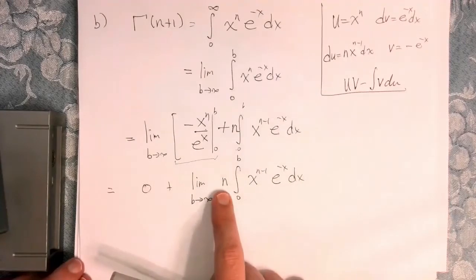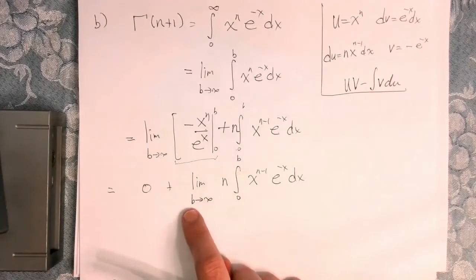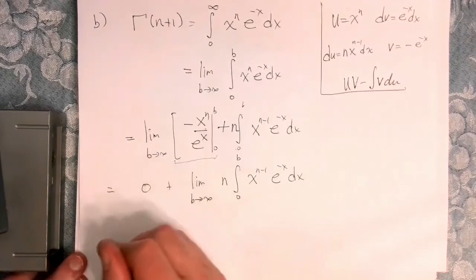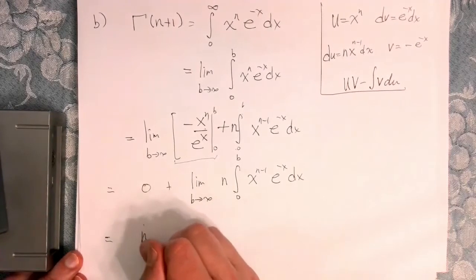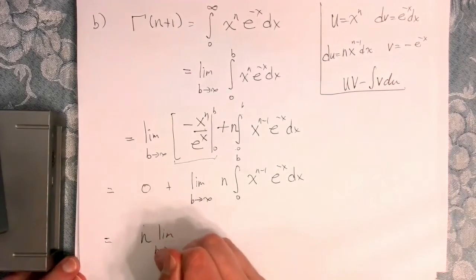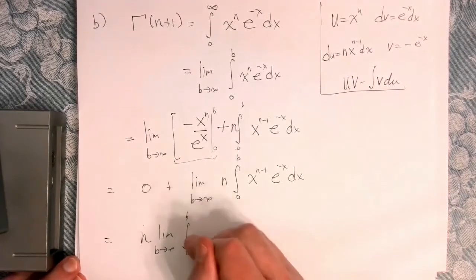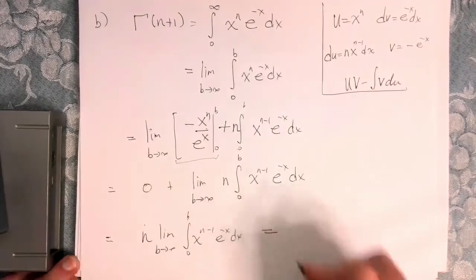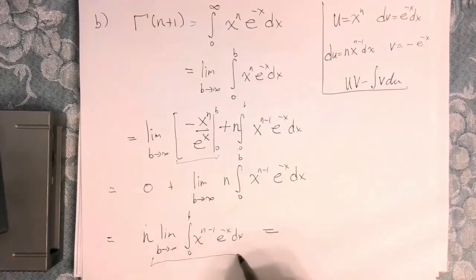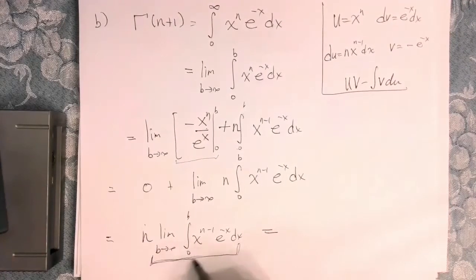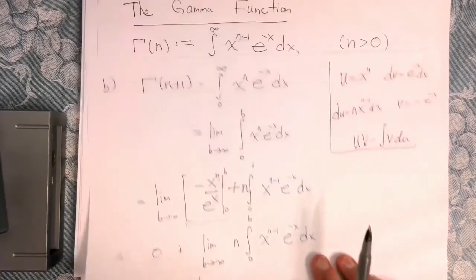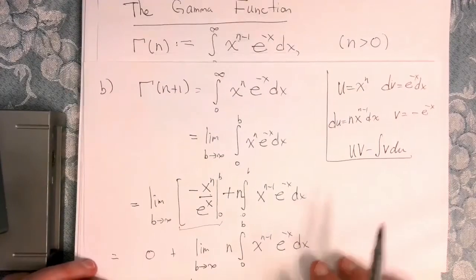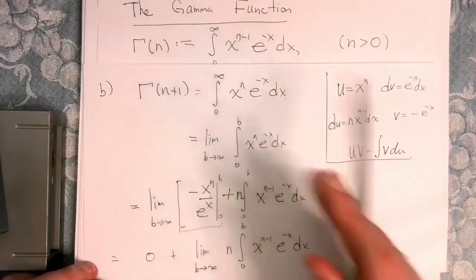Okay, well, this is constant in respect to b even, so I could factor this out in front of the limit. So that's n times the limit as b goes to infinity of the integral from 0 to b, x to the n minus 1 e to the minus x dx. But this you will recognize, right? What is this from before? That is our friend, the gamma function. Do you see it? That's just gamma of n.